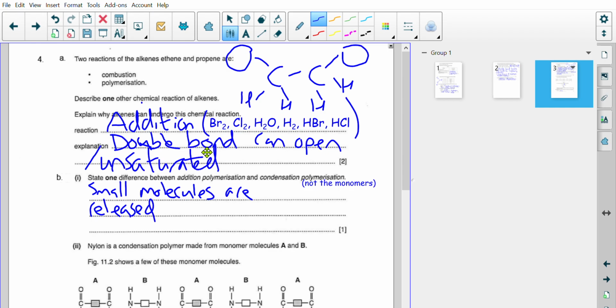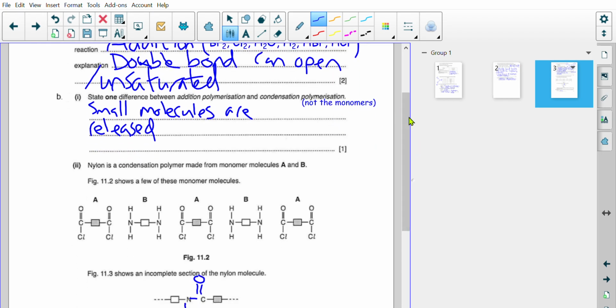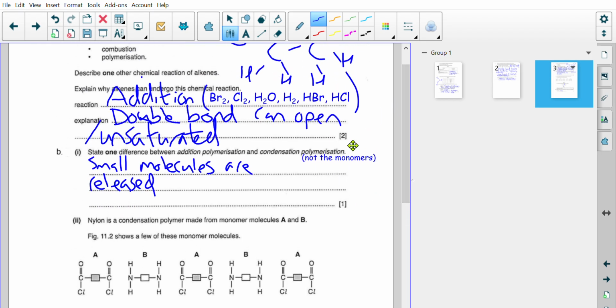State one difference between addition polymerization and condensation polymerization. I have not put the monomers in there because I must admit the question's perhaps a little vague. I could quite easily expect someone to be talking about the fact that you've got different monomers. You've got monomers with double bonds for addition, whereas in condensation polymers, you've got two different types of monomers. So there's quite a big difference between the polymers, but they're not really looking for that, it would seem. So again, it's a little bit vague. If in doubt, as always, you write more than you need.